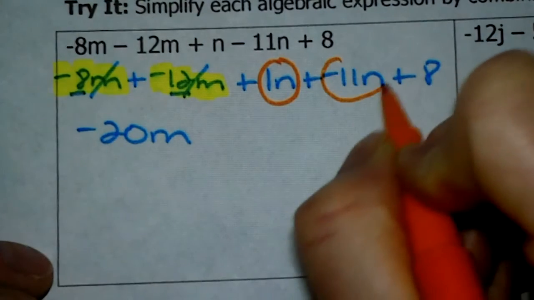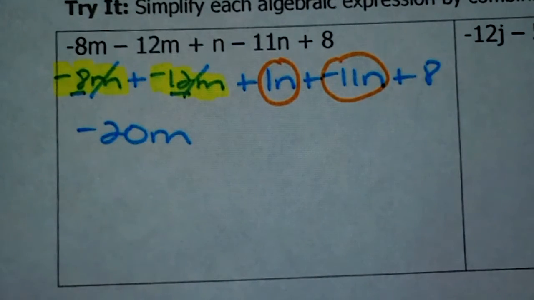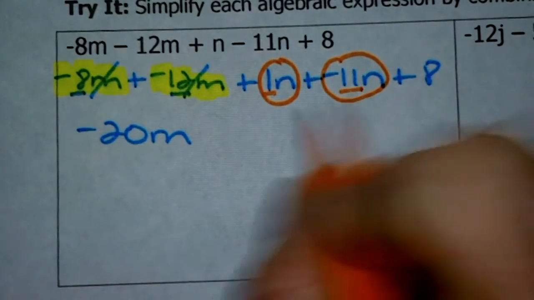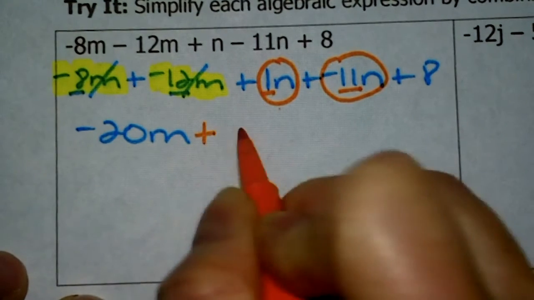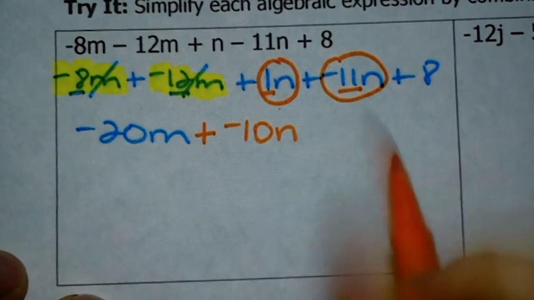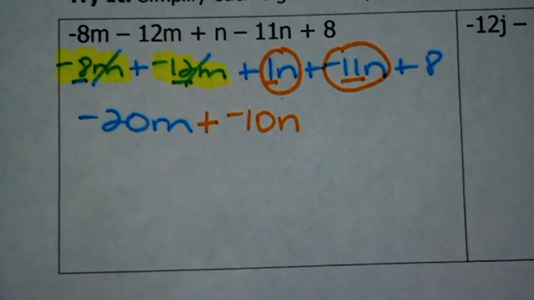So next I see, and we had changed, that's a negative 11n. So if I have 1n plus negative 11n, this is why it's important to have that 1 there, because if you didn't, you might just think the answer was negative 11n. But n means you have 1n. And 1 plus negative 11 is negative 10. So I'm going to write plus negative 10n. I need those addition signs in between, as we discovered with the algebra blocks that help separate the terms.